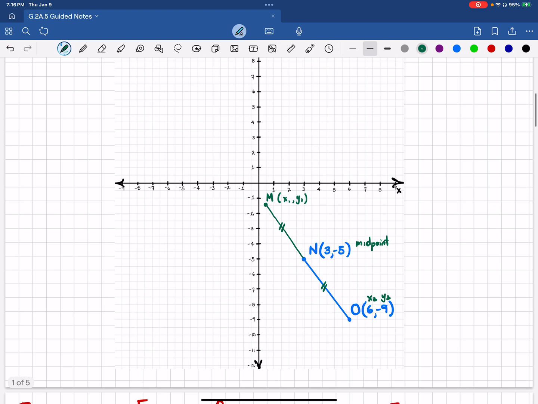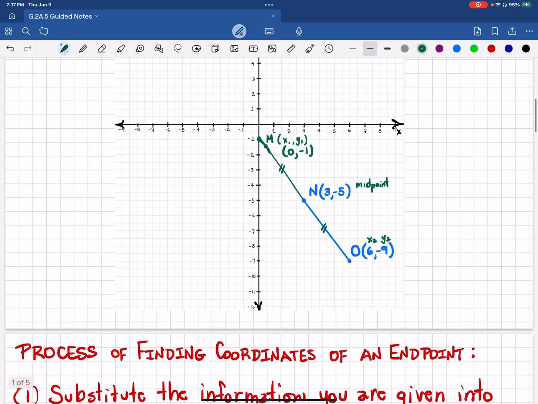If I go back up to my graph, I didn't go far enough. It's going to be right here. So that's where m is going to be. So we found the coordinates of our endpoint to be 0, negative 1.